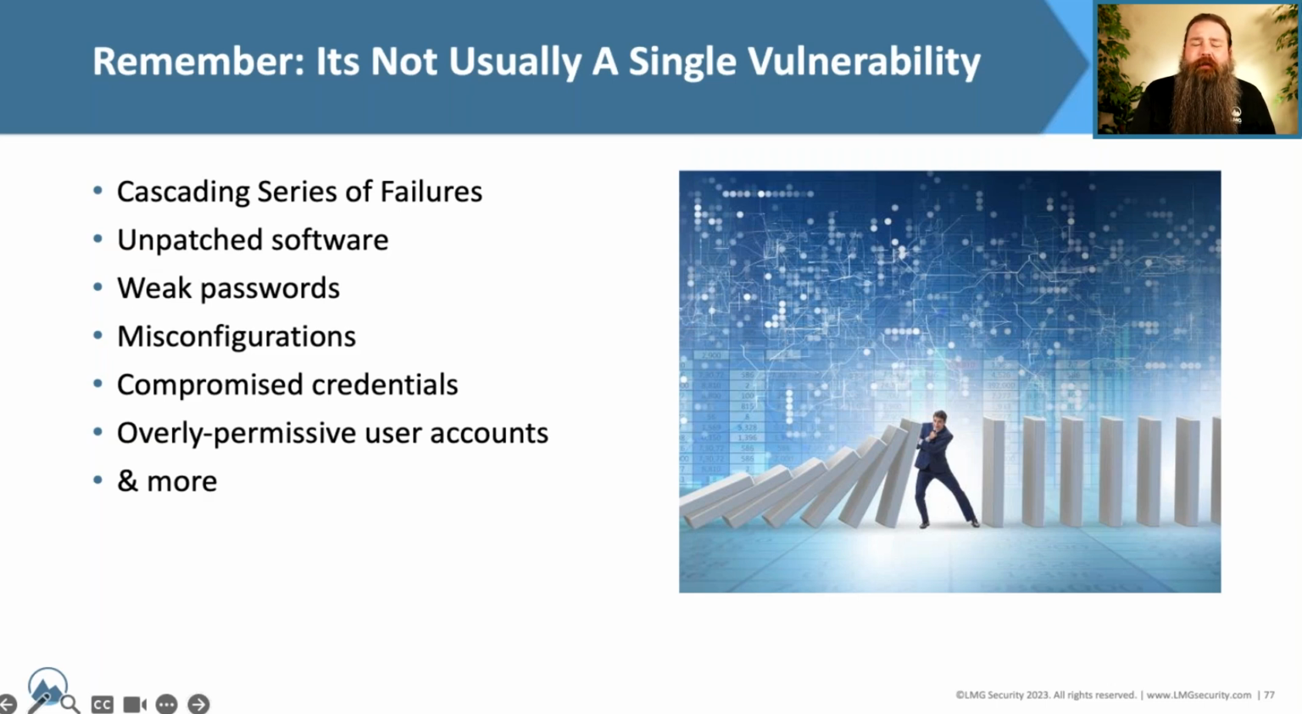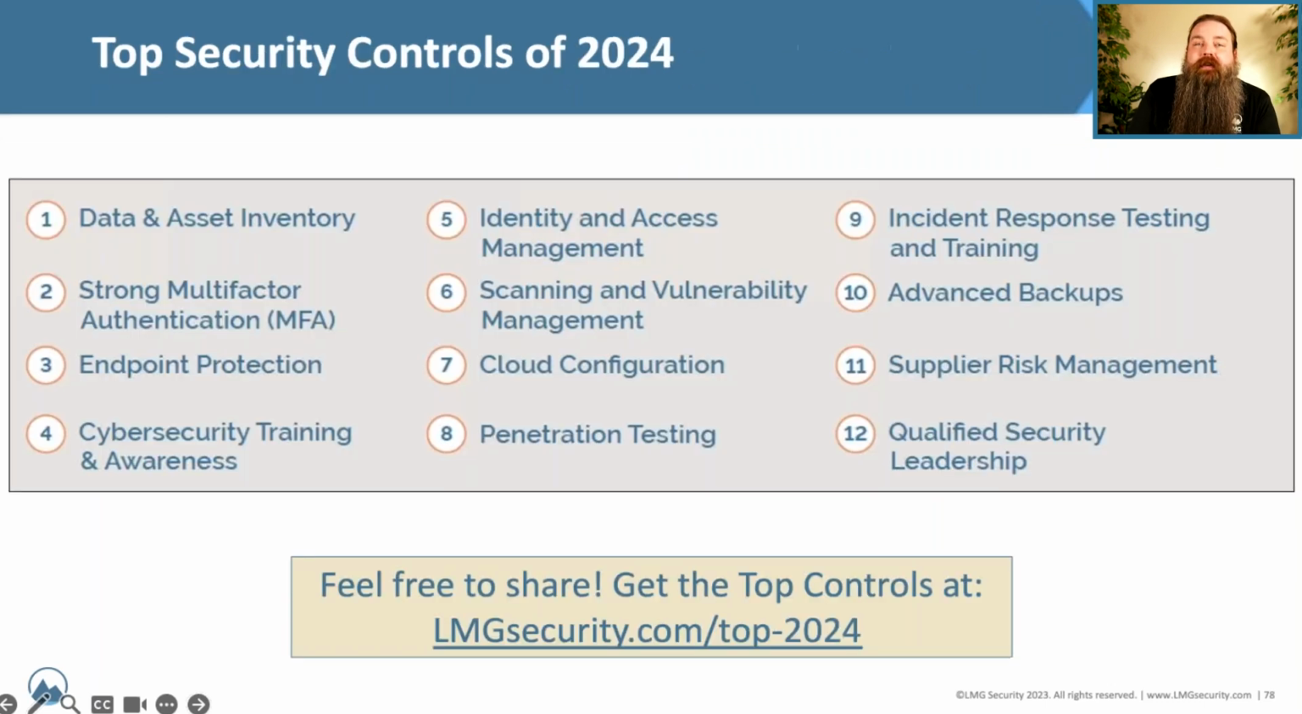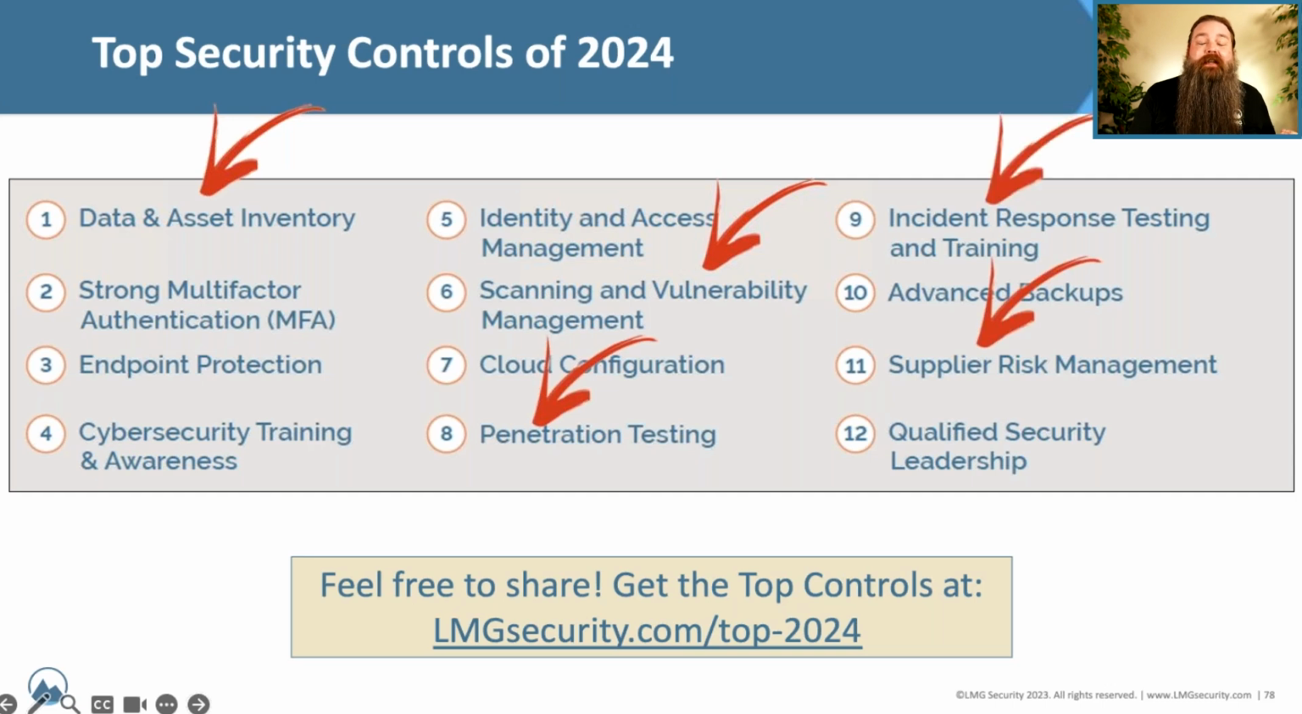That's why we want to understand these problems. We want to integrate them into our plans, and we want to, again, make sure we have a cybersecurity program that addresses these. A lot of the stuff can be covered in our top security controls of 2024. The ones we covered specifically today: data and asset inventory, scanning and vulnerability management, penetration testing, supplier risk management, and incident response testing and training. Including these as high-level elements to increase in your program, again, can be very beneficial and can save you a ton of time and hassle in the long run.